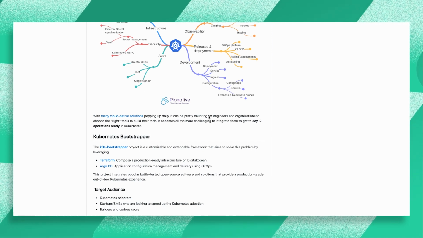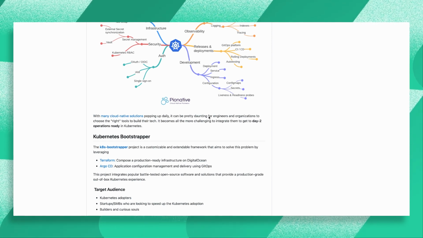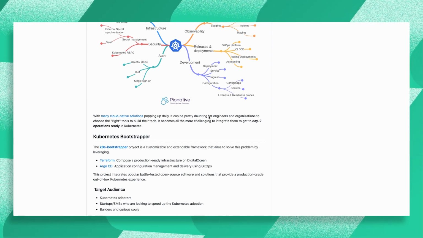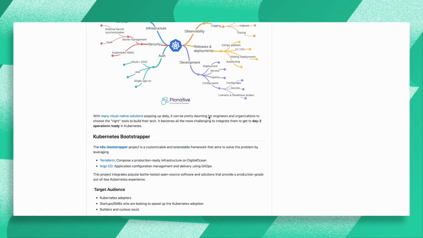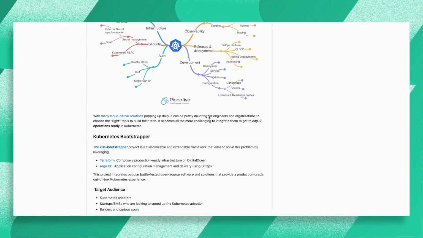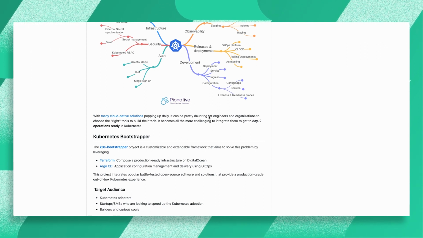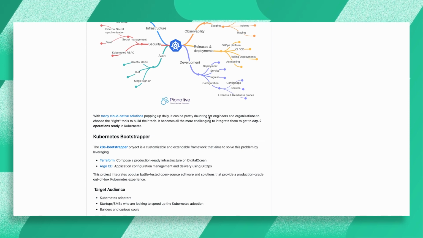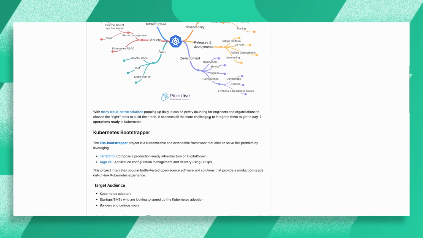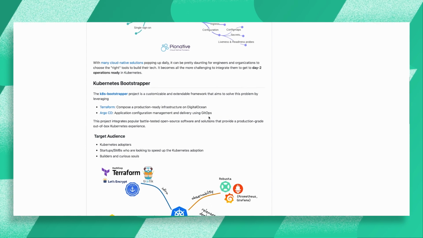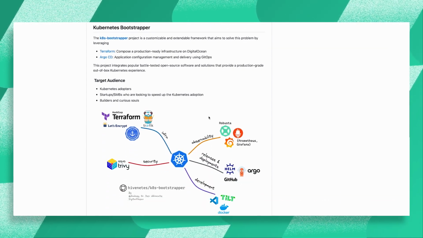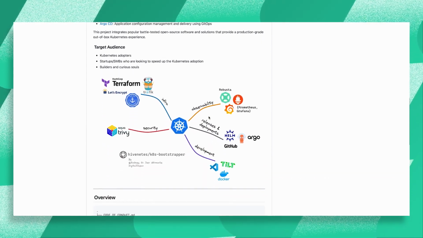Terraform is an infrastructure as code tool. We can compose a production-ready infrastructure on DigitalOcean or any other cloud provider. Argo CD, on the other hand, is an application configuration management tool. The Bootstrapper project integrates popular battle-tested open source software and solutions that provide a production-grade, out-of-the-box Kubernetes experience.